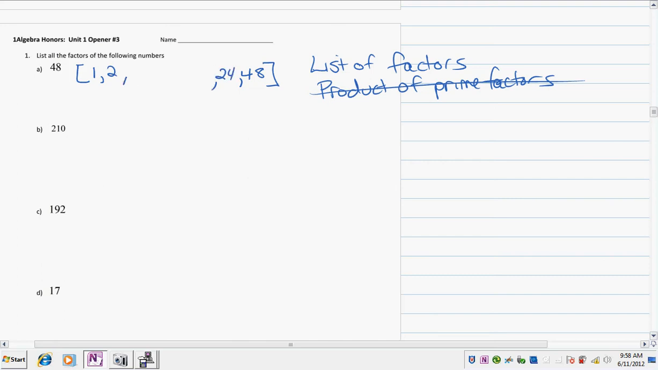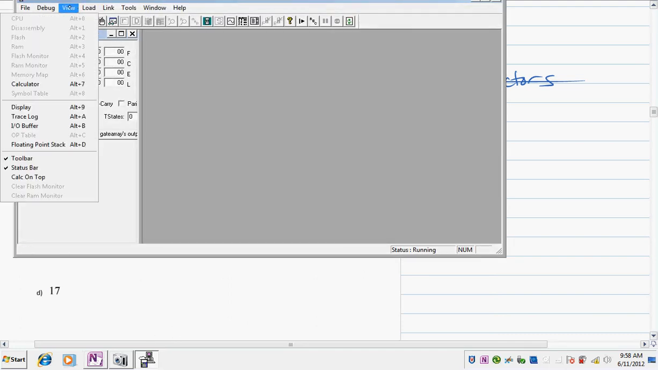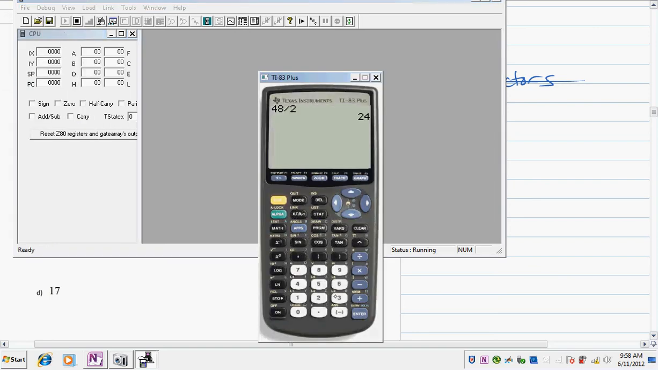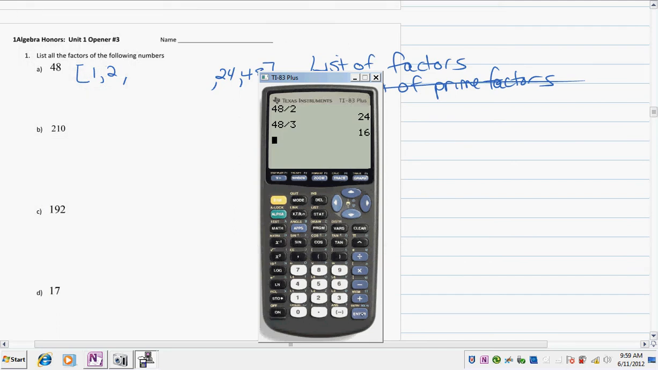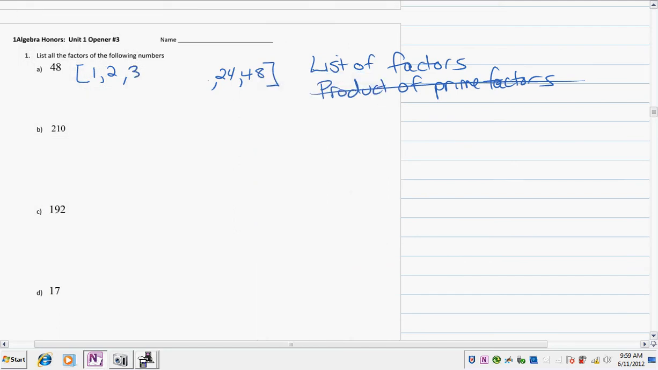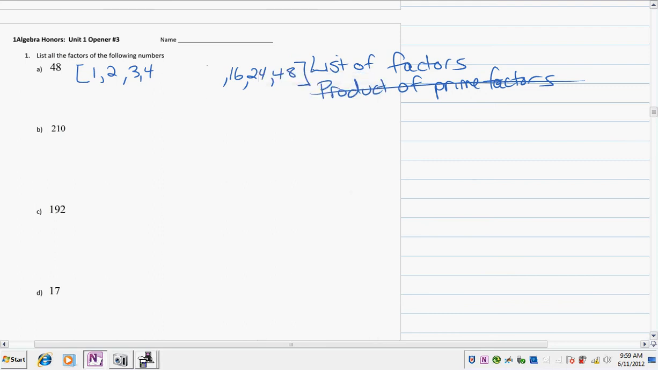What about 3? So 48 divided by 3, 16. So I know 3 and 16 are factors. What about 4? You'll notice I didn't give myself enough room here. Let's expand that. Sorry, you can't do that. Is 4 a factor? 48 divided by 4, 12. So 12 is. What about 5?